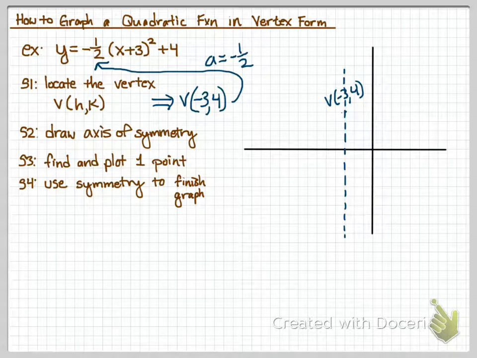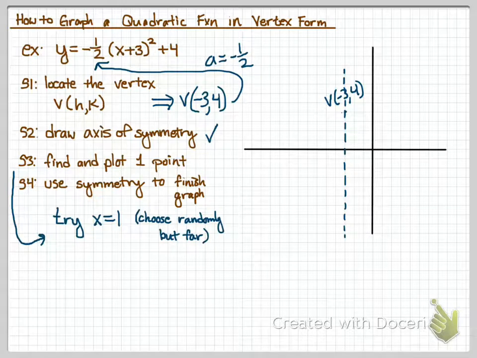Through the vertex, we go to step 2 and draw our axis of symmetry right through the vertex in the x direction. So that's done. Now go to step 3. Find and plot one point. And we're going to try x equals 1. You can choose randomly whatever point you want. I'm going to choose one far enough that I can get a good sense of what the graph shape will look like. So I chose 1.